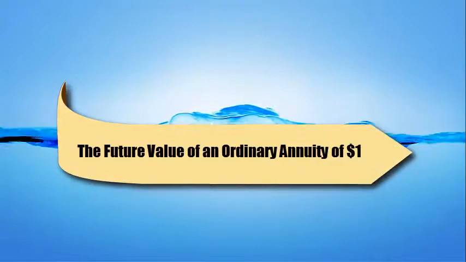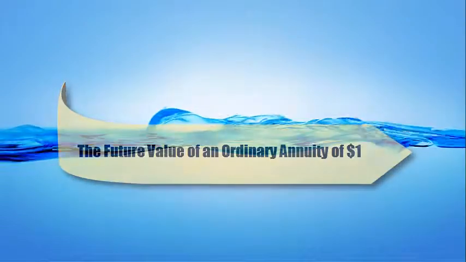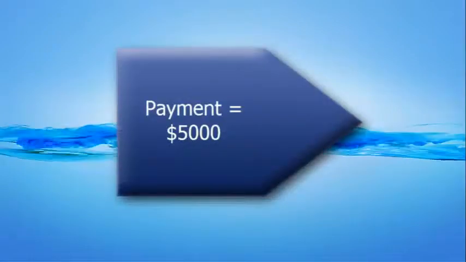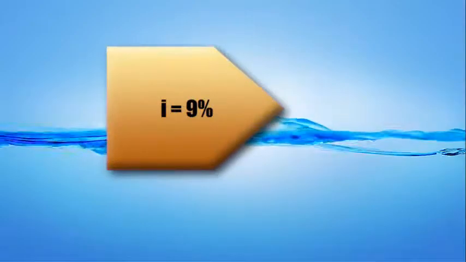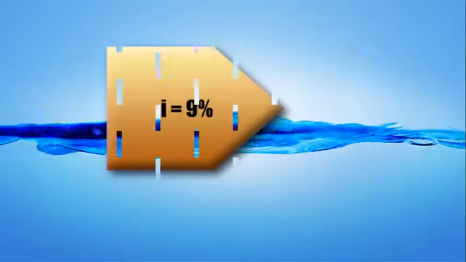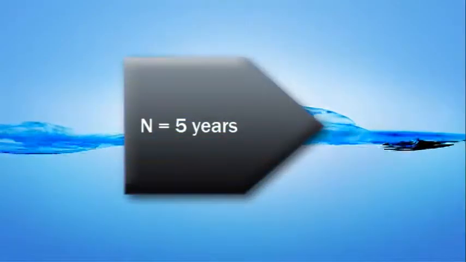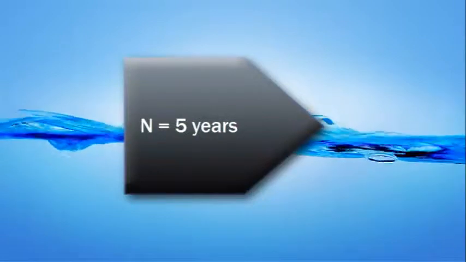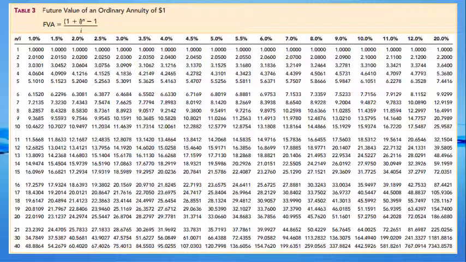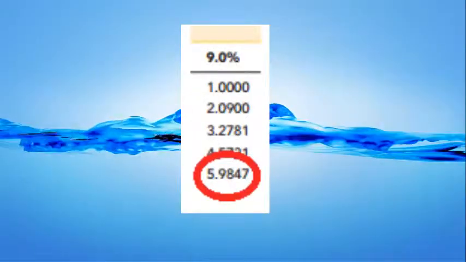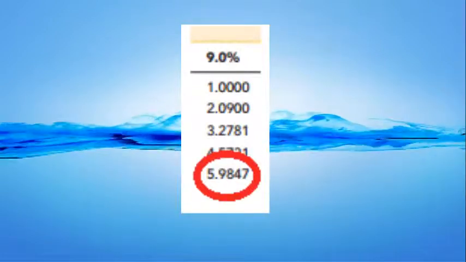So we will use table number 3, the future value of an ordinary annuity of $1. We know that the payment is $5,000, I equals 9%, and N equals 5 years. Looking at the table, you find the value of 9% at 5, which is 5.9847.